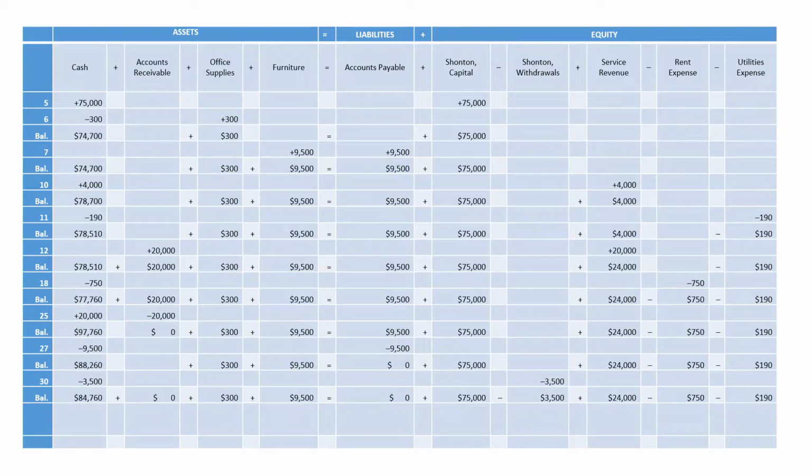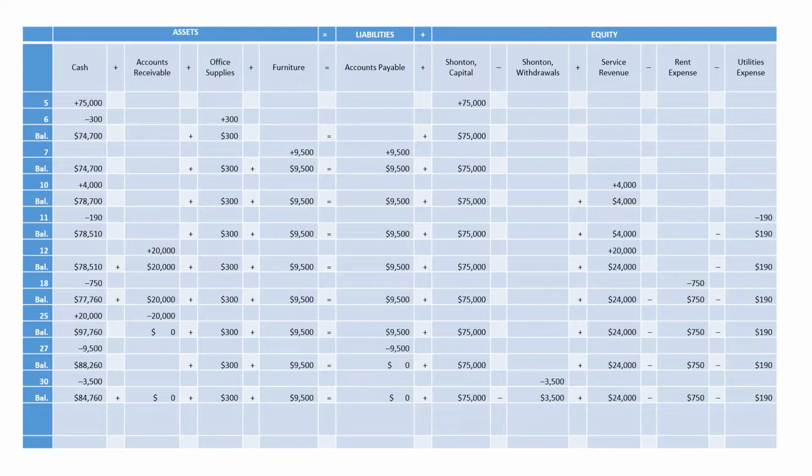On the 18th, the company paid office rent of $750. Okay, so what happened here? The company paid, so that means we've got to decrease cash for the amount they paid, $750. What did they pay for? Rent. So again, they have that little minus sign there, but that's just to indicate that rent always has a negative impact on the accounting equation, just like the utility expense. Update your balances.